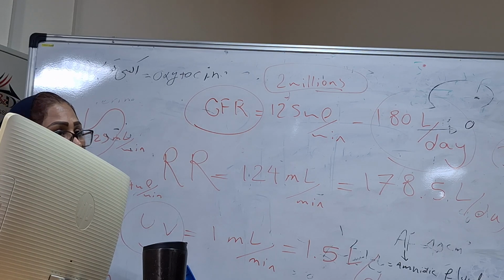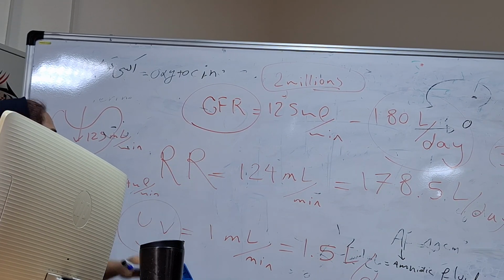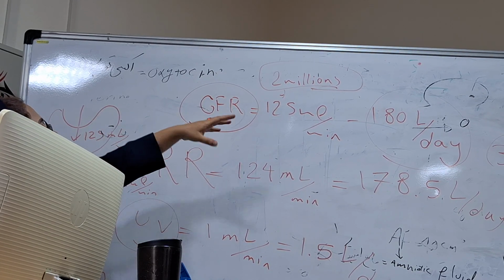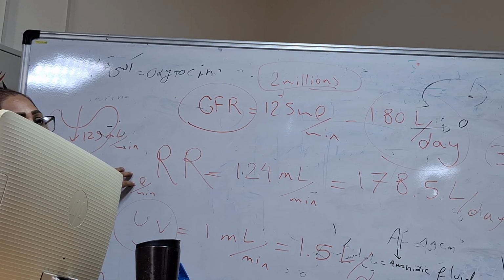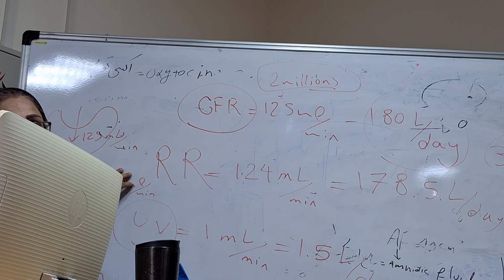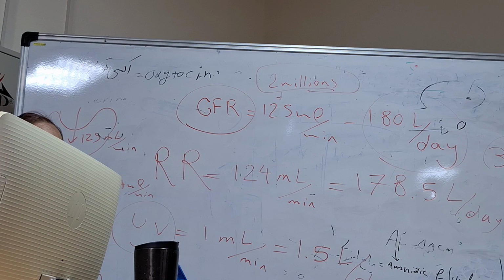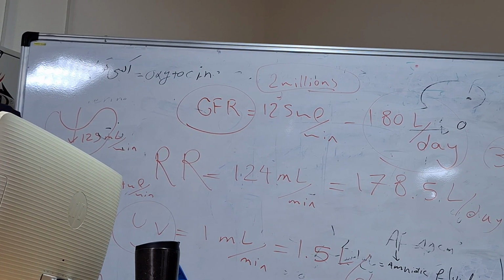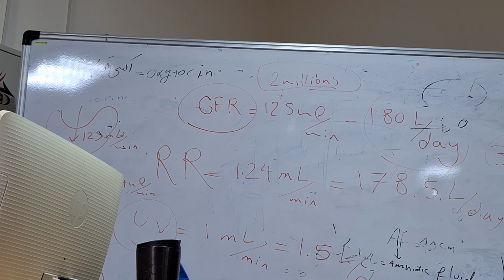What is RR? Reabsorption rate. Reabsorption rate, urine volume. Per day it is 180 liter per day. It is 178.5 liter per day reabsorbed, and 1.5 liter per day urine. As you can see here, in women, GFR is 10% lower than the men.